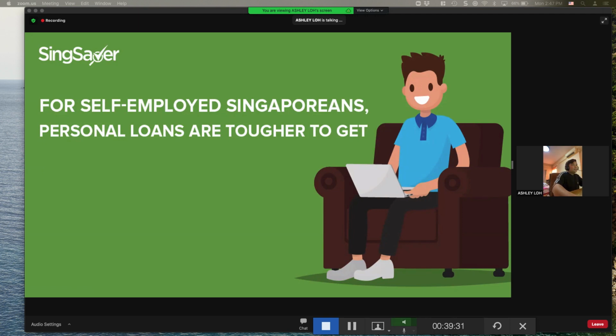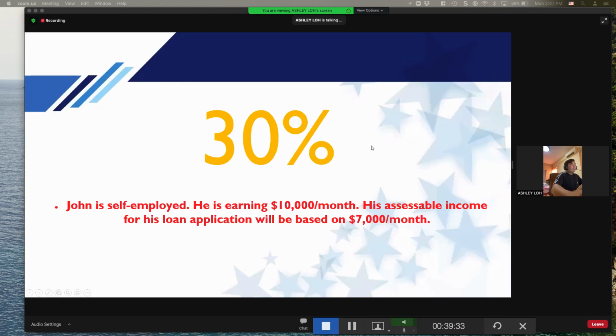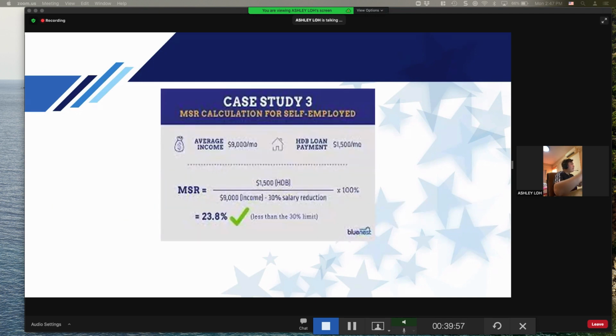So basically for self-employed, just a brief introduction. If let's say I have a guy who's self-employed, he's earning $10,000 a month. His accessible income for his loan application will only be based on $7,000 a month. Again, this is where I meet a lot of agents who are really unsure about this. I'm not talking about the 30% cut to 7,000. It's the fact that they actually know whether their client is actually qualified to purchase an EC.